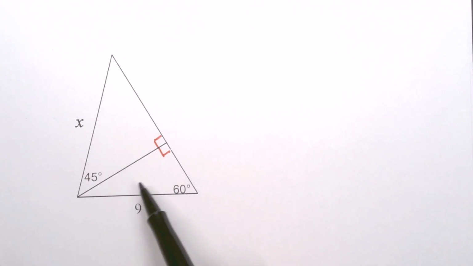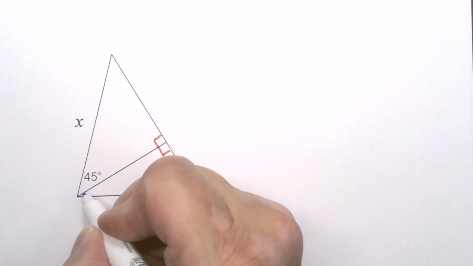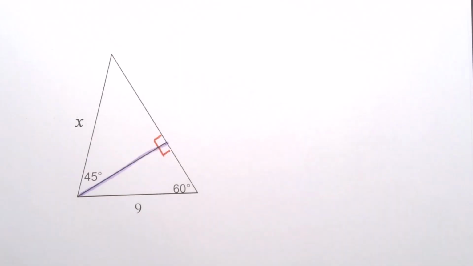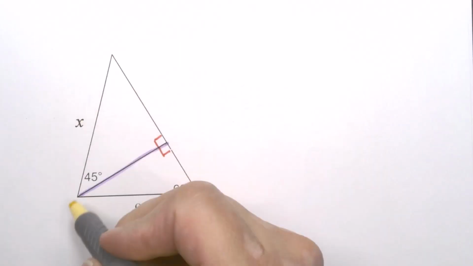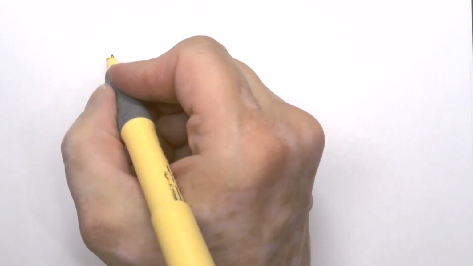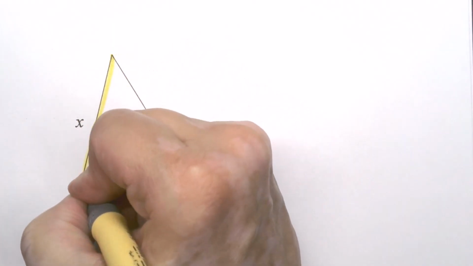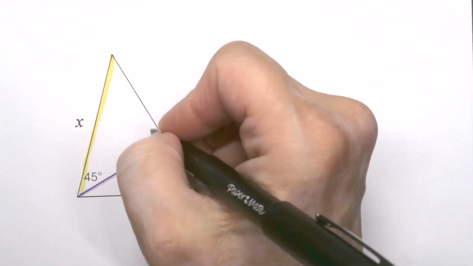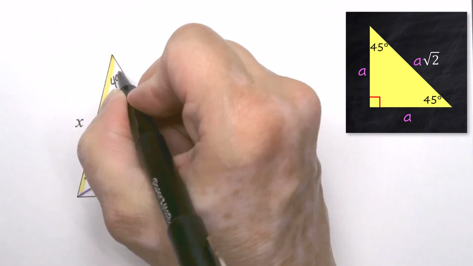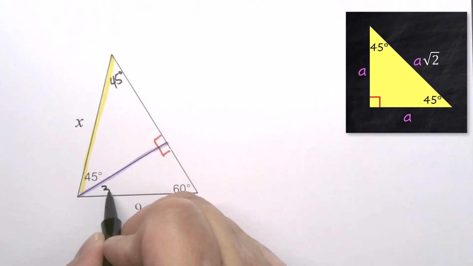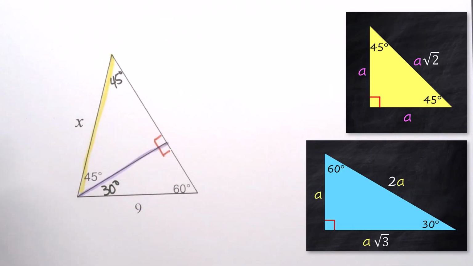Another problem where we have two special right triangles that are sharing a side, which is this right here. And the side we are supposed to find is x, which is this one. Well, this is the 45, 45, 90. And this is the 30, 60, 90.